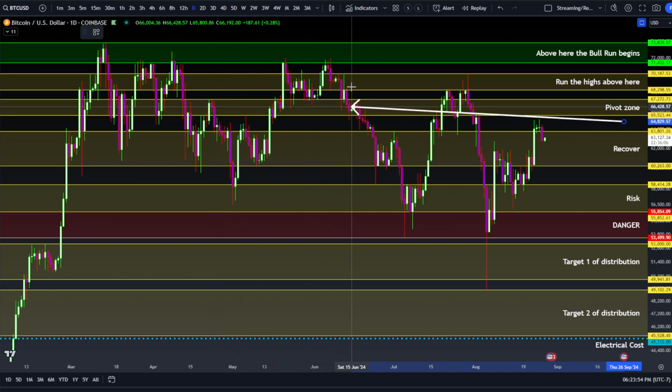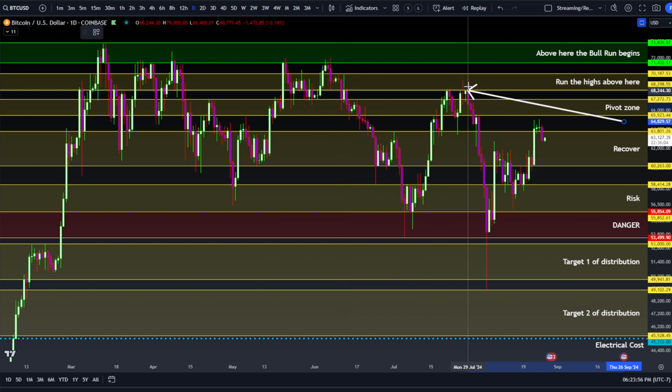And then, of course, we have the first major lower high here was initial resistance here, and we haven't seen that area regained as support. So right overhead, we have some pretty important zones for Bitcoin to work its way through. 65.5 to 67,272. Above there, I'm looking 68 to 70. Essentially, it runs the highs above here.